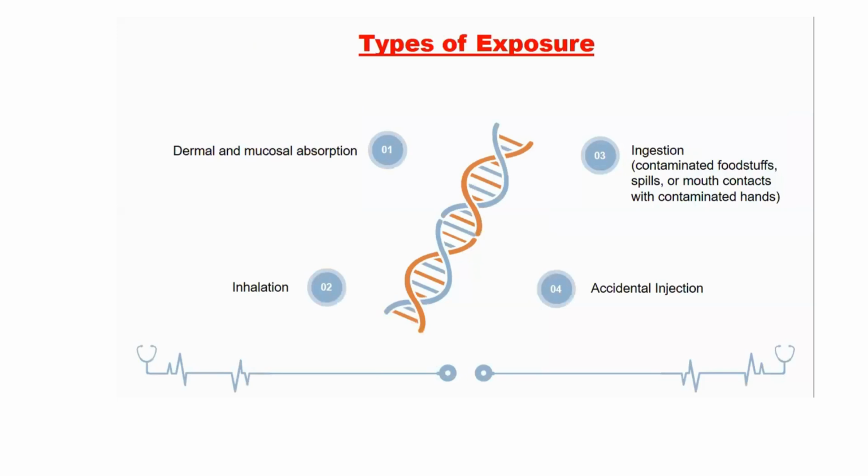Let's talk about the types of exposure to hazardous drugs. Exposure to hazardous drugs may occur through dermal and mucosal absorption, inhalation, ingestion through contaminated foodstuffs, spills or mouth contact with a contaminated hand, and it also may occur through accidental injection.